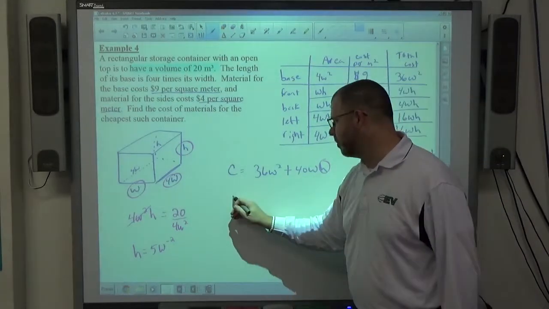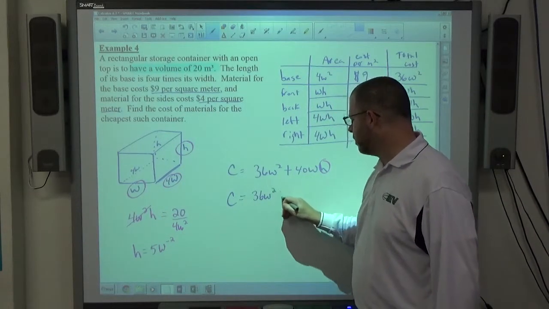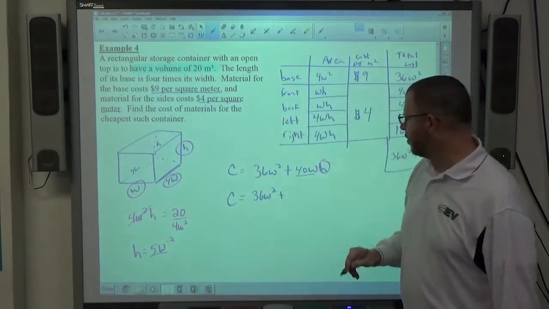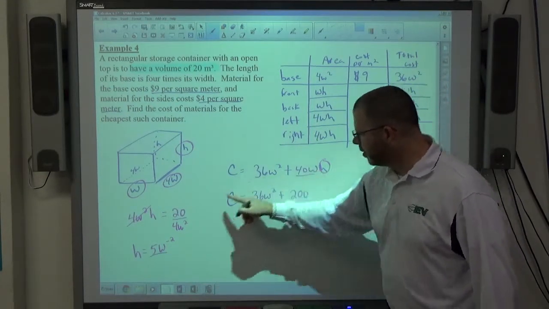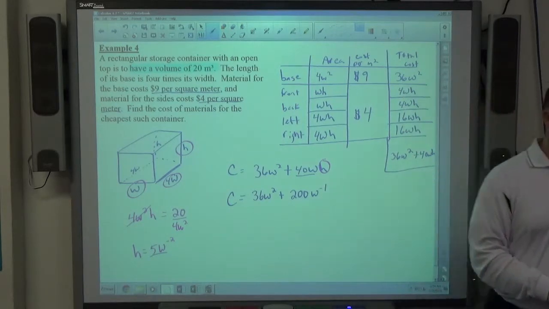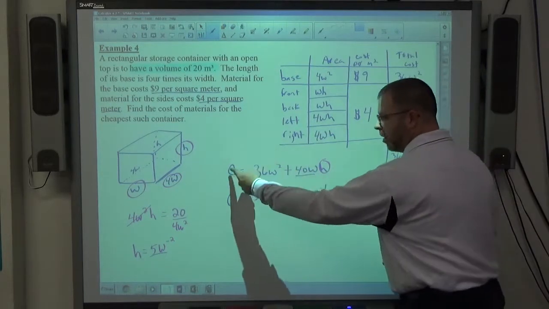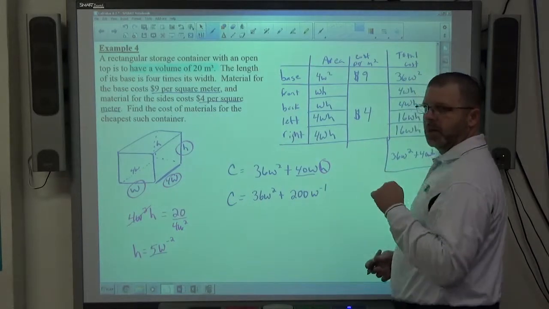So my cost function can be transformed into C equals 36W squared plus. Now if I do 40W times 5W to the negative second, the 40 and the 5 make 200. And the W times the W to the negative second makes W to the negative first. So just like that, I've transformed my cost function from a 3-variable equation, cost, width, and height, into a 2-variable equation, cost and width.